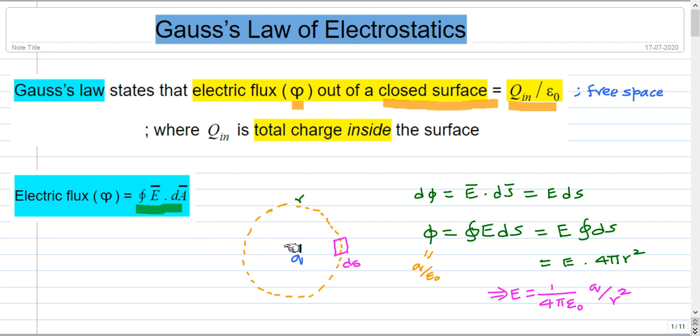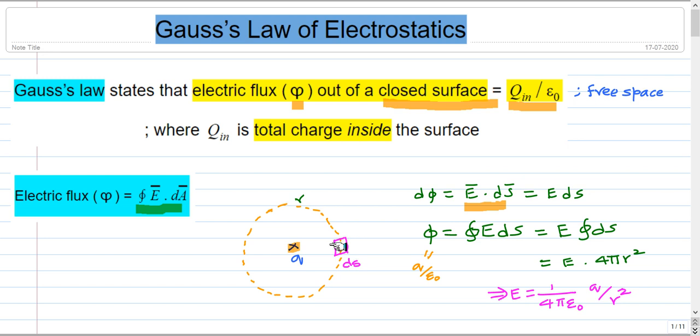Let us consider a point charge located at this location. The total flux coming out of a spherical surface of radius r, whose center coincides with the point charge, can be calculated by taking a small elemental area dS and calculating the flux coming out of this small elemental area. So the flux coming out of this small elemental area, d phi, is E dot dS, and that's equal to E into dS into cos of the angle between the two vectors.